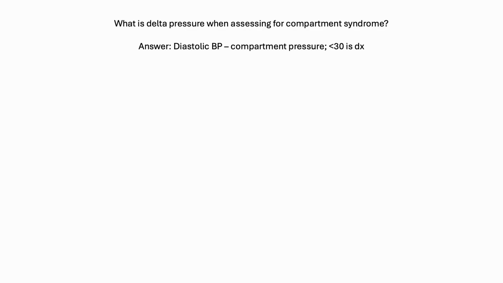What is delta pressure when assessing for compartment syndrome? So it's where you take the diastolic BP and subtract the compartment pressure, and if that number is less than 30, it's diagnostic.